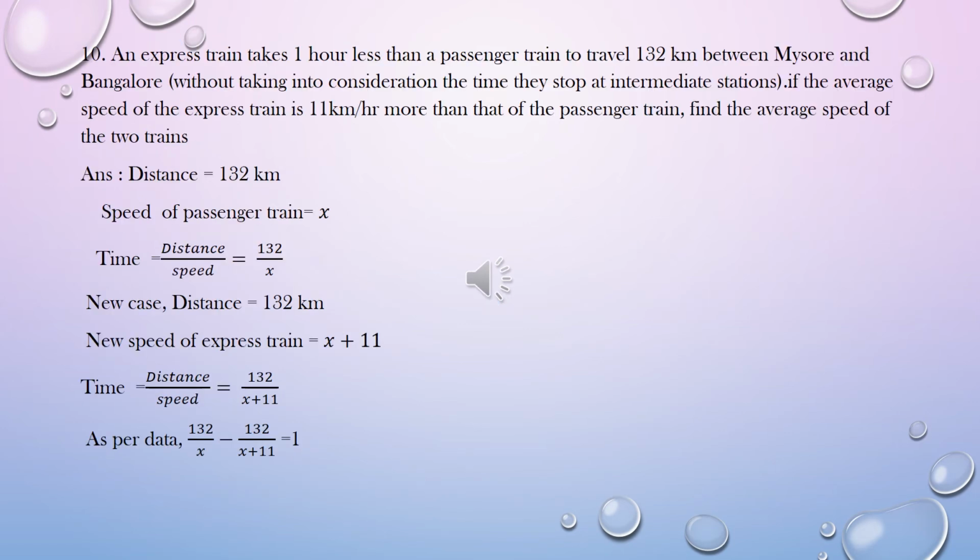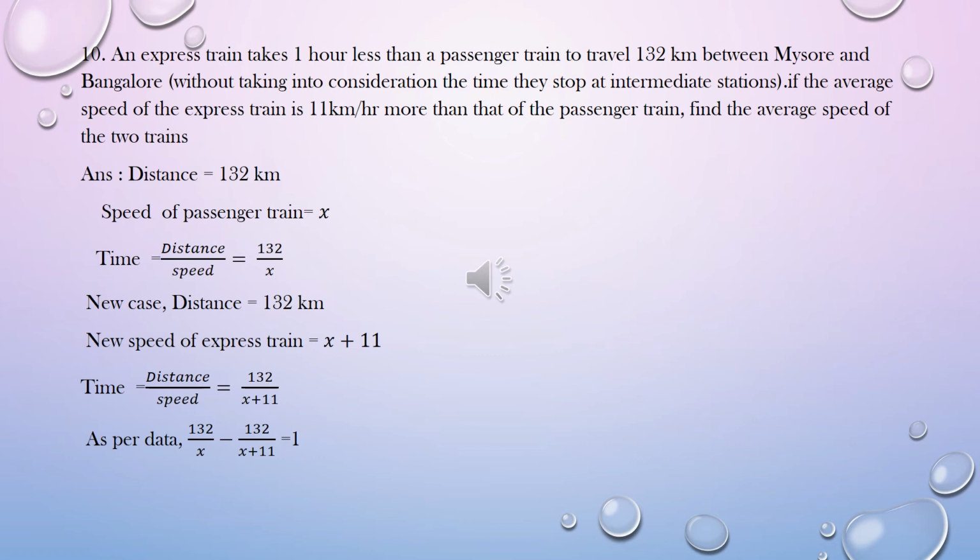In the question, it is given that speed of the express train is 11 km per hour more than that of the passenger train. We can take speed of the express train equal to x plus 11. Therefore, time taken by the express train is 132 by x plus 11. Here we can see passenger train will be taking more time than the express train. Therefore, we can write 132 by x minus 132 by x plus 11 is equal to 1.